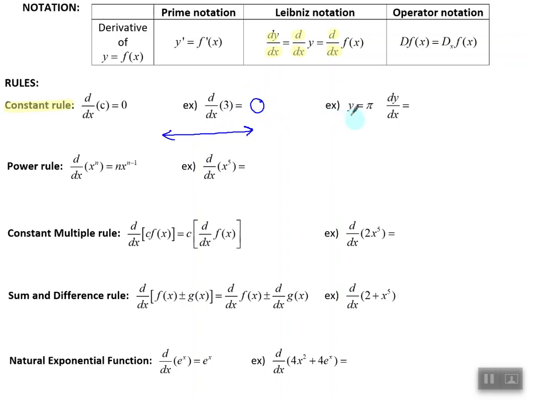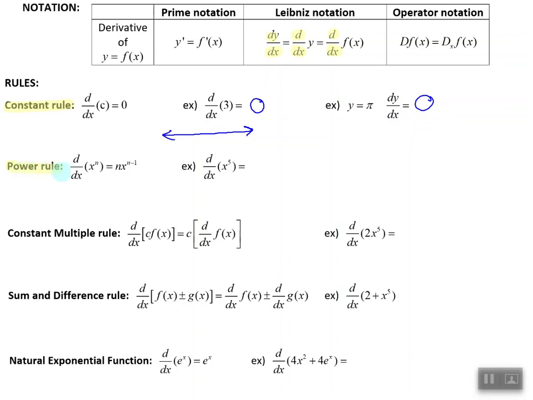Look at this example. The function y equals pi, dy dx must equal 0 because pi is a constant. It's a letter, a Greek letter, but it represents a number. It is a constant. Any constant has a derivative equal to 0.